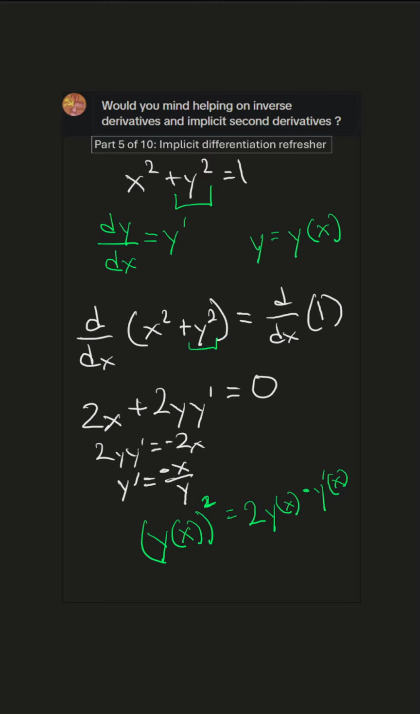So now we can find the slope of any point on that circle just by plugging in the x and y coordinates.